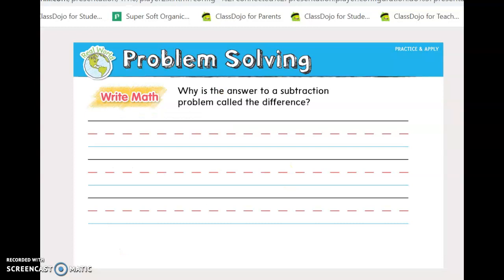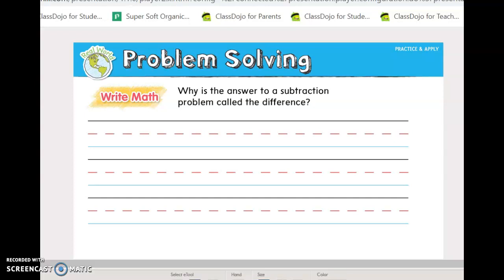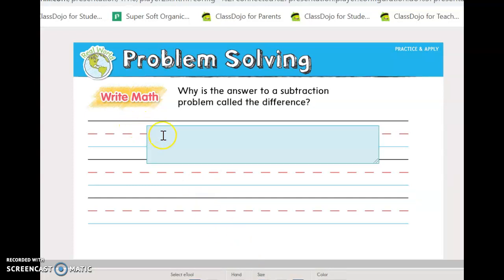All right, we're on the problem where we have to write. And so I'm going to go ahead and get out some writing tools here. We're going to do a typing today. All right, so our question is why is the answer to a subtraction problem called the difference? So let's just say here that what is the difference called?